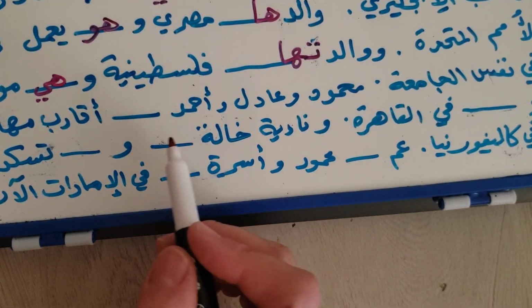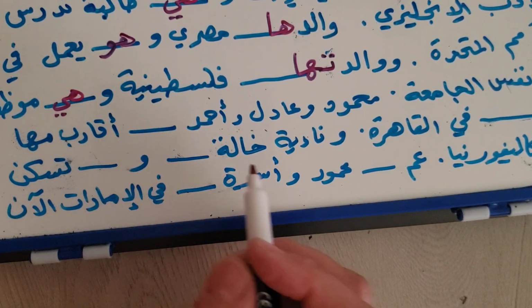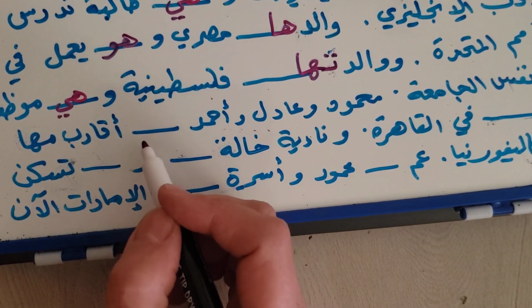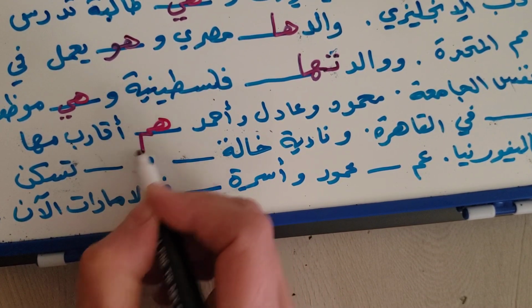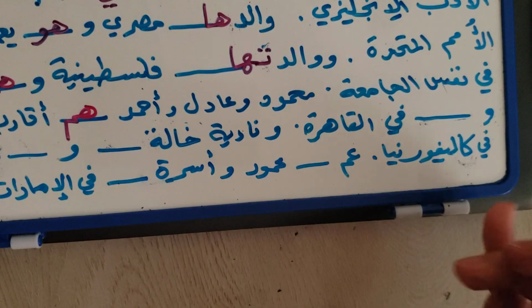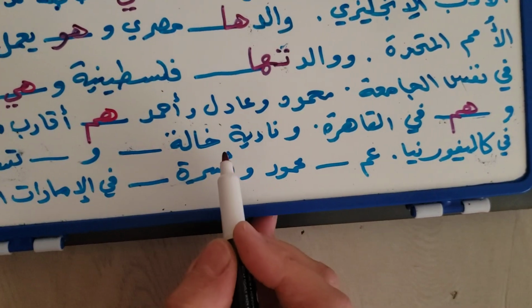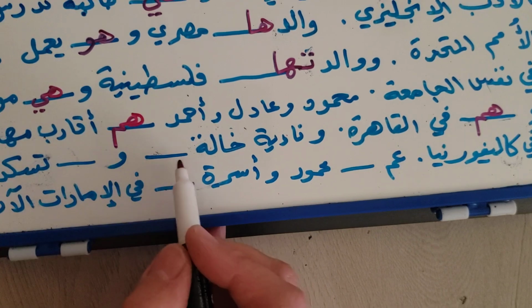محمود وعادل وأحمد. So these are 3 people. In your book there is a 4th person, but I wanted to shorten the sentence. محمود وعادل وأحمد are relatives of مها. إذن هم أقارب مها and they are in Cairo. وهم في القاهرة. ونادية, and Nadia is the aunt of Maha.